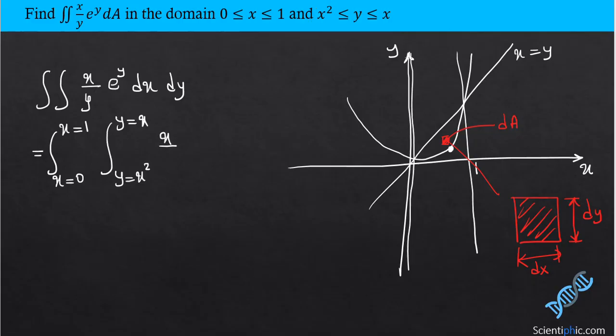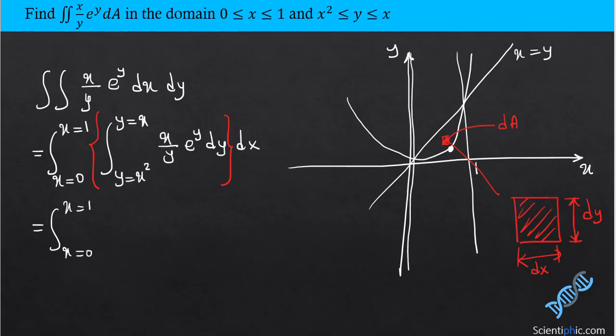Now I'm going to write x over y e to the power of y dx dy. Pay attention: since in the outer integral x is the variable, I have to change the order of dx dy. So first I have to write dy and dx, take this inner integral first, and then take the outer integral. Let's continue. So x from 0 to 1, and I'm going to take the inner integral.